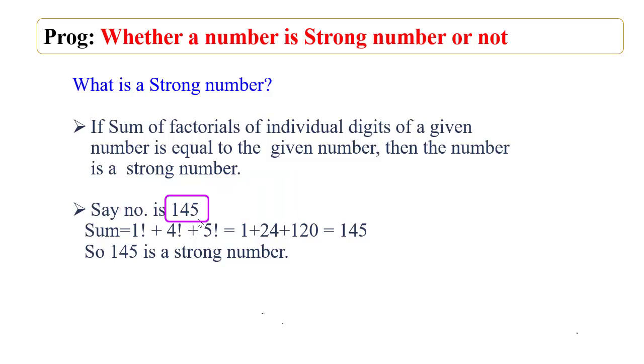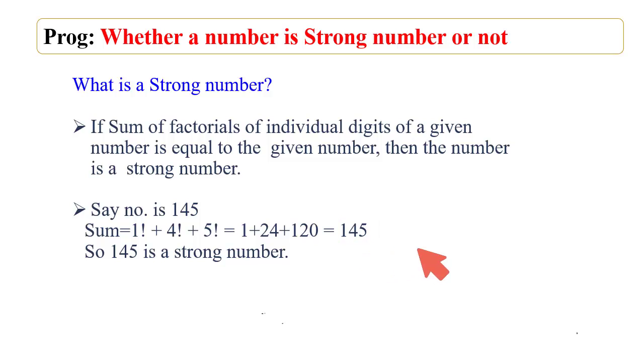The digits of this number are 1, 4 and 5. Now if we find the factorial of 1, factorial of 4 and factorial of 5, and if we add these three, whatever the result we will get, if this result is equal to the actual number, then the number is called strong number. See here, 145 is the number. Summation of factorial 1, factorial 4, factorial 5, ultimately we got 145. So 145 is a strong number.